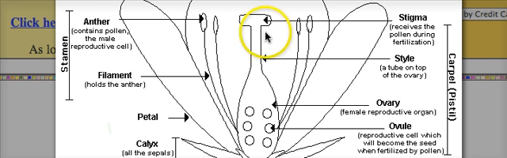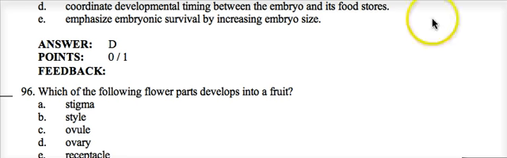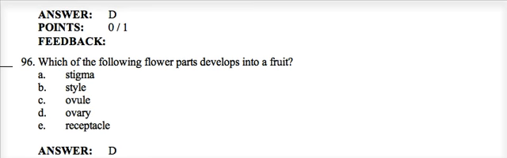The stigma, which receives the pollen; the style, which is the tube; the ovary, the whole thing, which contains the ovules, which are the reproductive cells that will become the seed when fertilized by pollen. So the ovule is the egg, and the ovary contains the ovules, and then the style and the stigma. So that's the female part. If we look back at the question, which of the following flower parts develops into a fruit? The answer is D, the ovary.